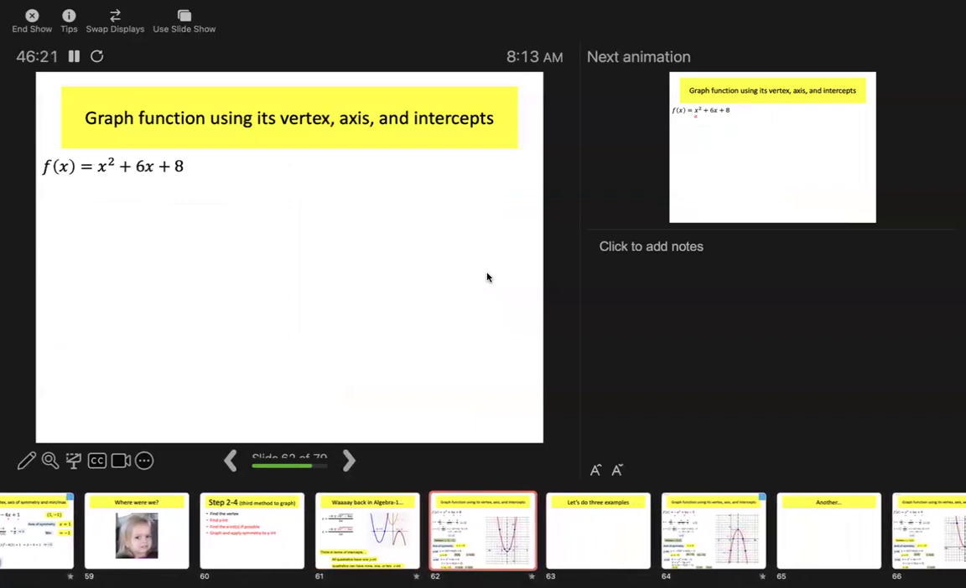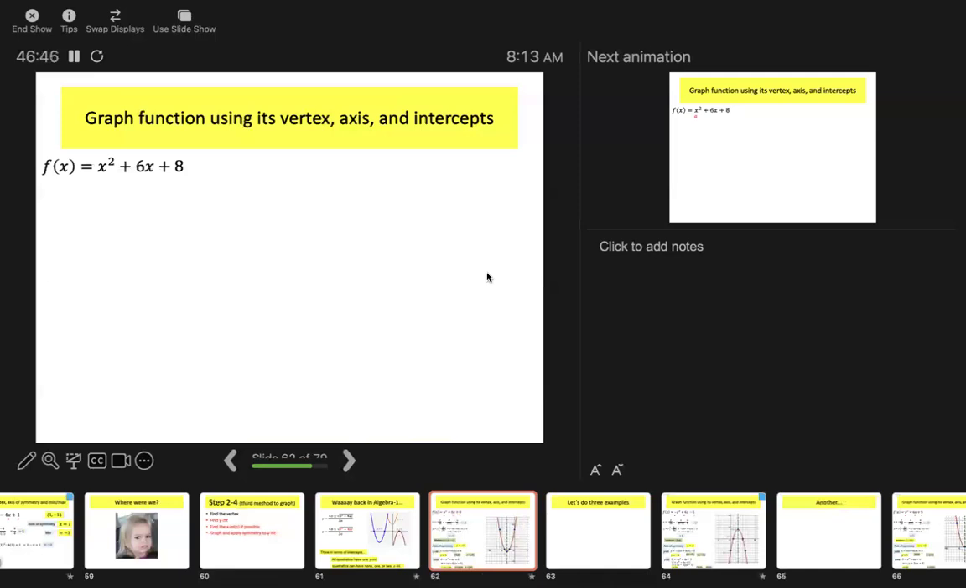It says graph the function using the vertex, the axis of symmetry, and the intercepts. All right, so is it in vertex form? No. If it's in vertex form, don't use this technique. Use the other technique, technique number 2. But if it's in standard form, don't turn it into vertex form. Use this technique.